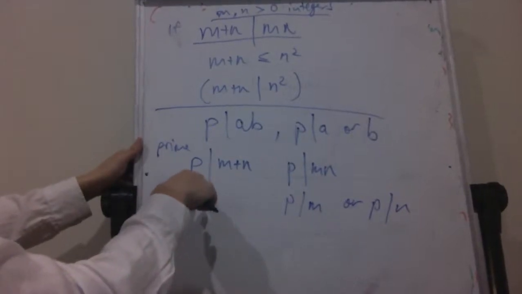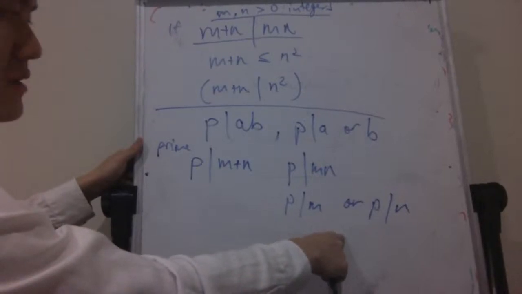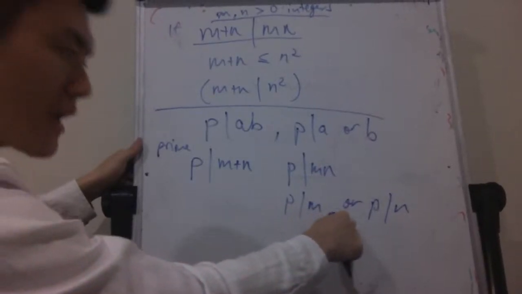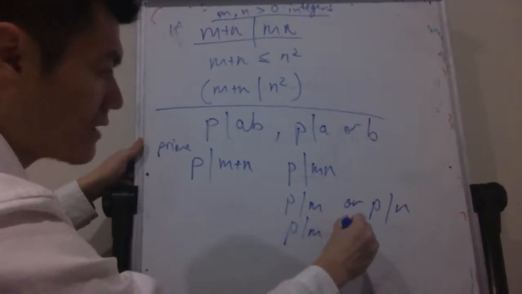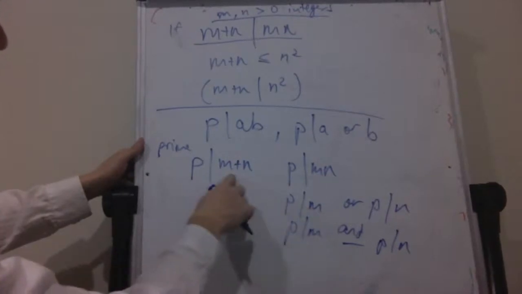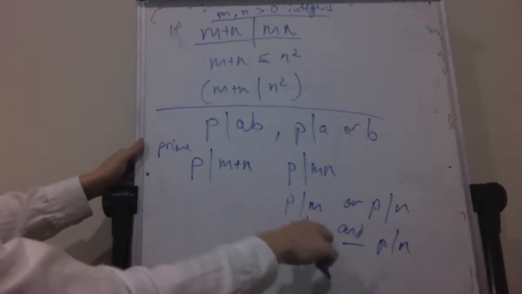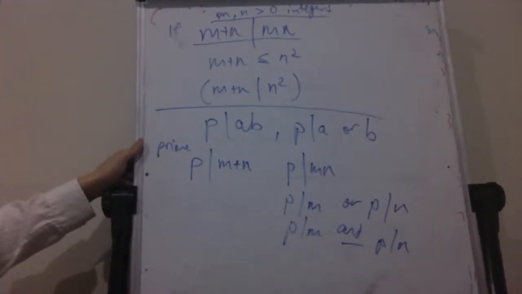Can you see the same conclusion as the argument above? P must divide both M and N. P divides M and P divides N, because if it divides M, by the same argument it has to divide M plus N minus M, so it must divide N. It divides both.